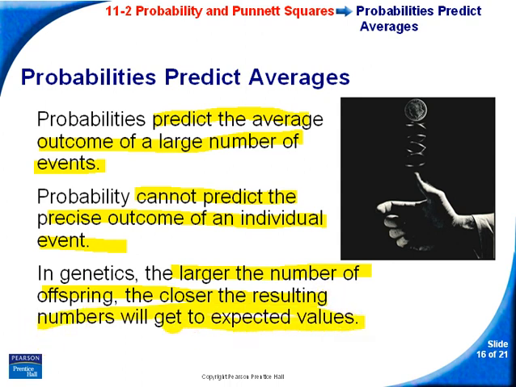And also, as we get more and more offspring, we'll see that the number comes closer and closer to a 3 to 1 ratio in this case. A good example is a coin flip. If you took a coin and flipped it, say 5 times, you might get 4 heads and 1 tail. But if you flip a coin 50 times, a larger number, then you're going to get very close to 25 heads and 25 tails. And that's what we're talking about when we talk about this last point.